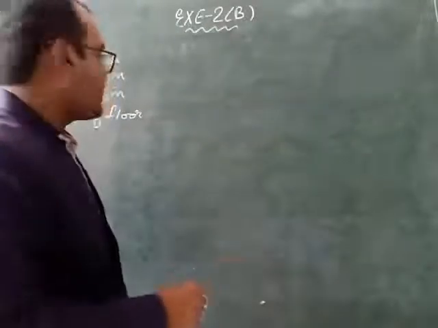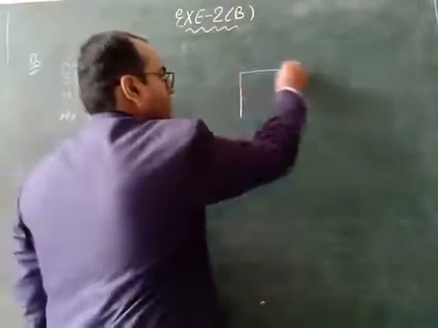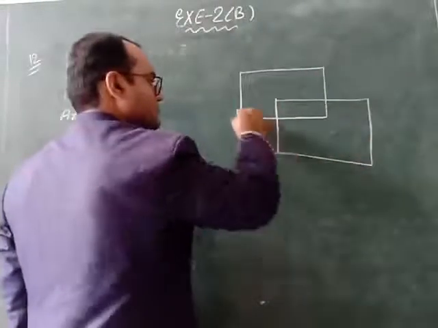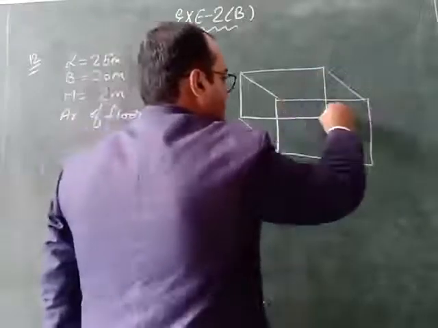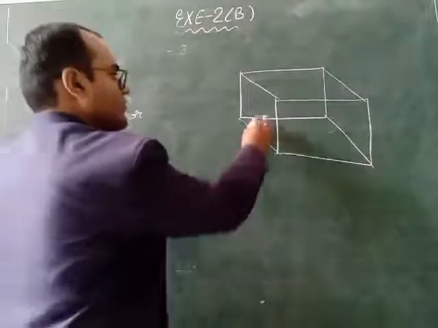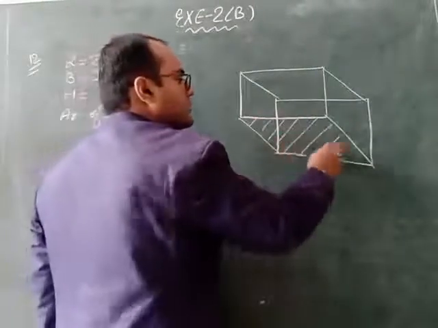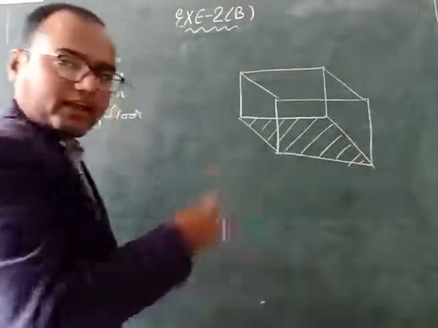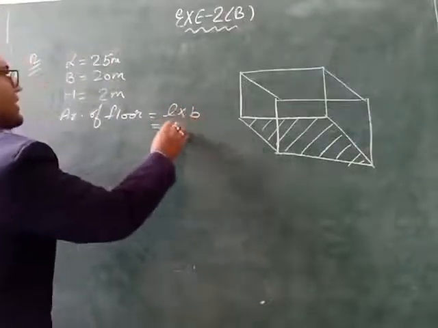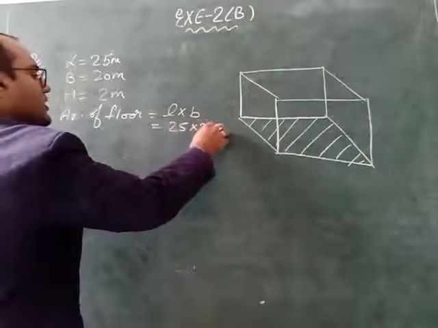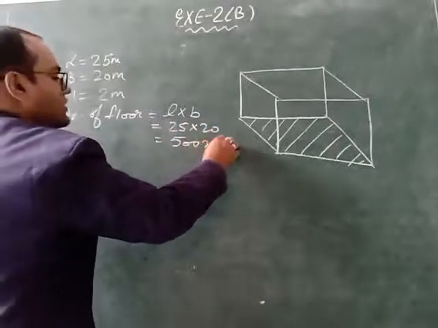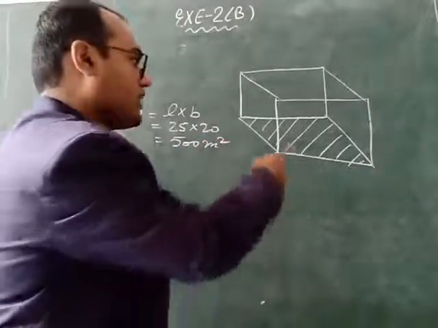Length, breadth and height are given. Length, breadth and height means it is a cuboidal shaped swimming pool. This is a cuboidal shaped swimming pool. The swimming pool floor, if you see, this is the floor, the bottom part. And this bottom part is rectangle in shape. So the area of the floor we will find with the help of the area of a rectangle. L into B, 25 into 20, answer will be 500 meter square, which is the area of the floor.